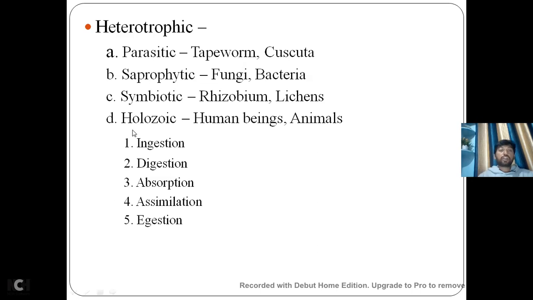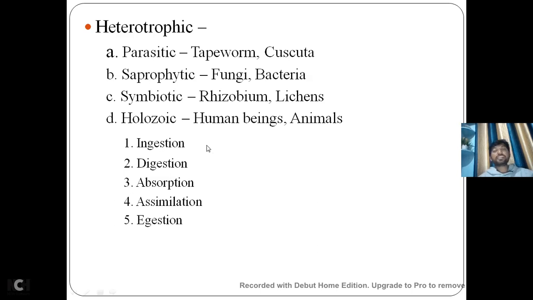Right? Then we'll come to the holozoic type of nutrition. This is the heterotrophic nutrition we are going to study in depth. This type of nutrition takes place in human beings and in animals. In the holozoic type of nutrition, some different steps are involved. The steps are ingestion, digestion, absorption, assimilation and egestion. Right? In holozoic heterotrophic nutrition, there are five steps involved.